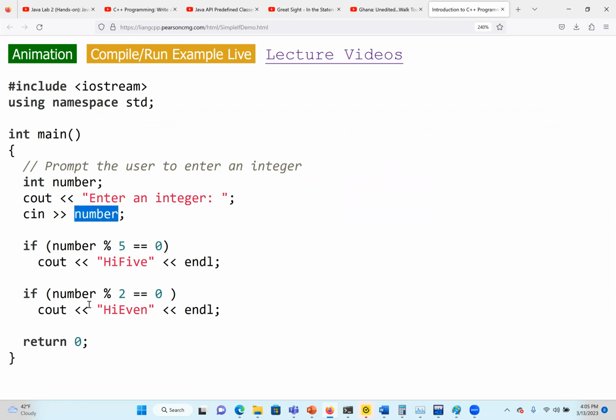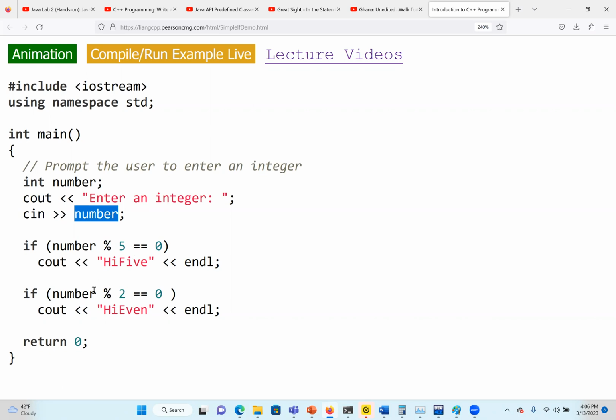Now here we are using a condition to check if the number is divisible by 5. So we say if number modulus 5 equals 0, that means it's divisible by 5, then we print hi5. For example, 10 divided by 5, the remainder is 0, so it's divisible. If I enter 20, 20 divided by 5, the remainder is 0, so hi5 will print. Now if I enter 17, hi5 will not print.